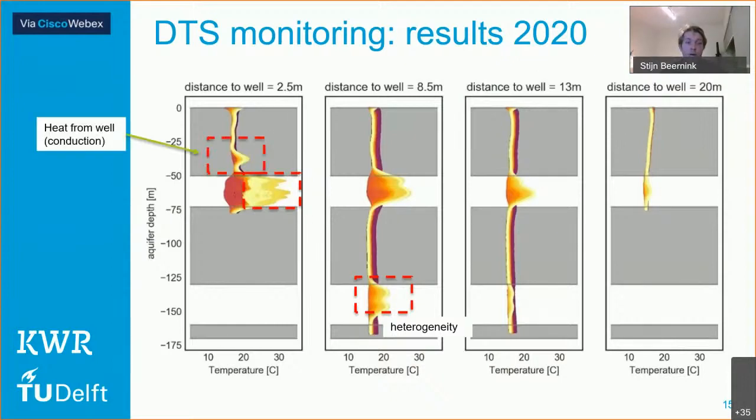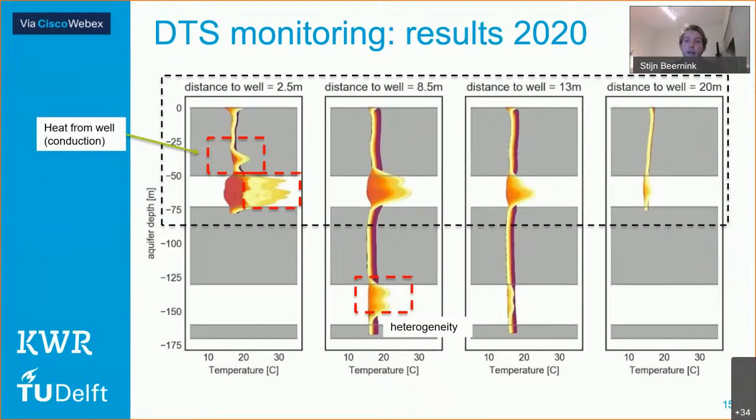And then something which is a bit odd is this higher temperature in the middle of the aquitard. And we think this is the case because also the warm well itself loses heat to the subsurface. And we think that at that location, there's a little sand layer that takes up this heat and can transport it to the near subsurface. Therefore, we can also measure that there.